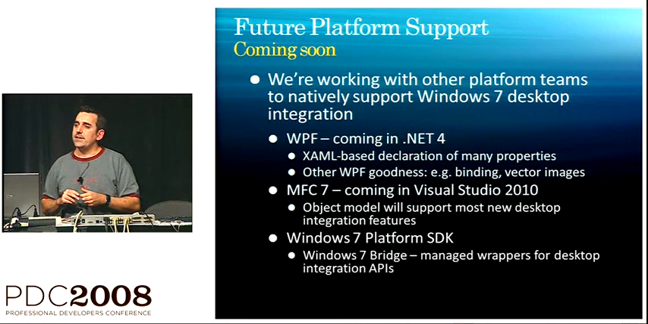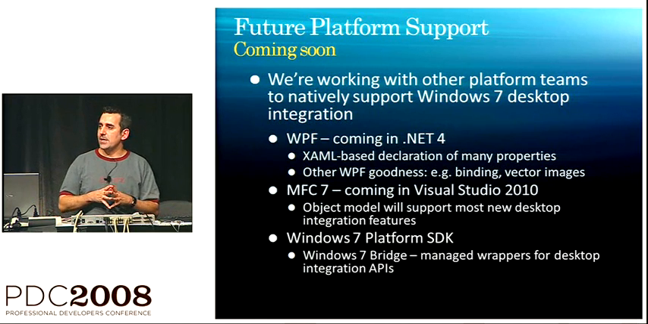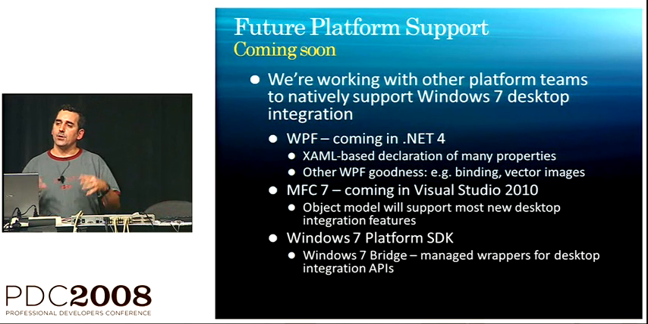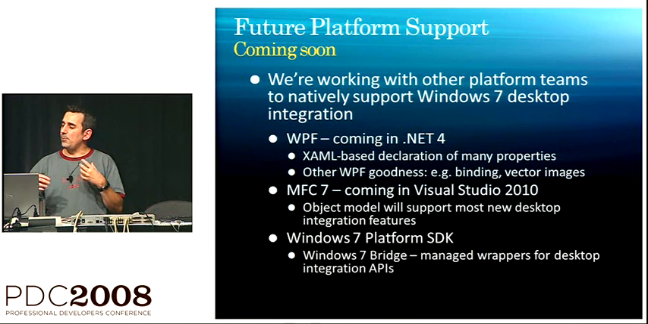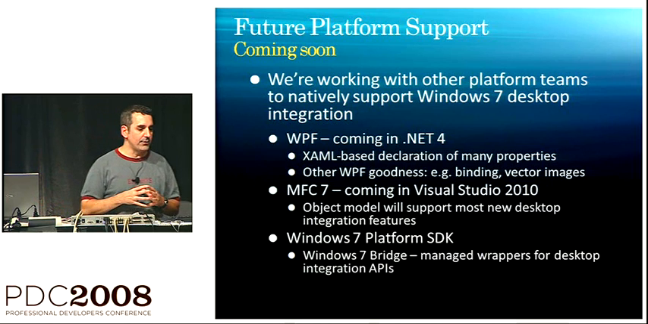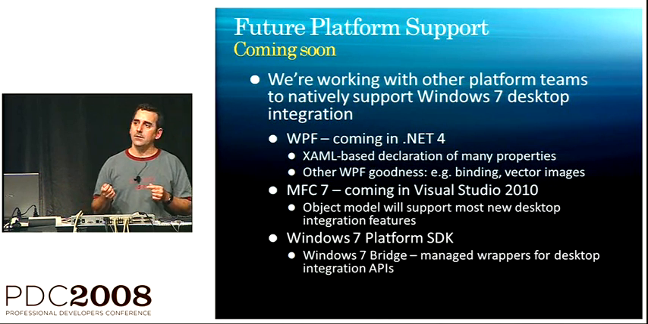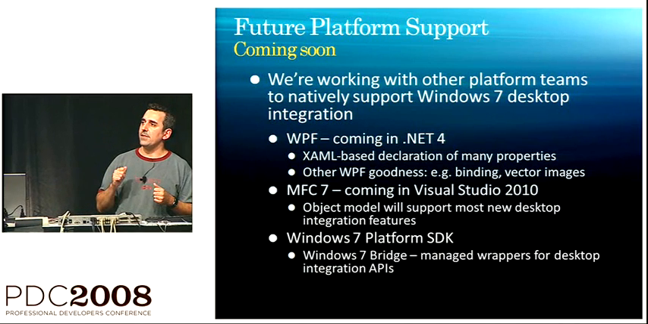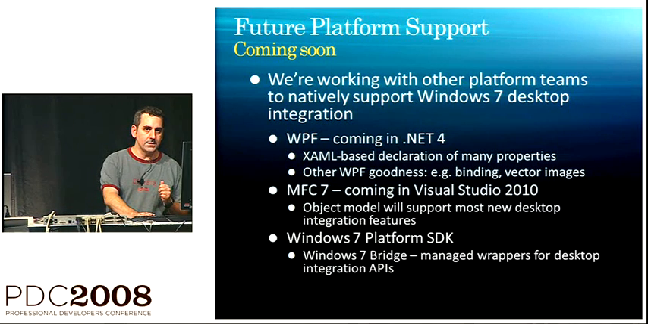And last but not least, the Windows 7 Platform SDK is getting something called the Windows 7 Bridge. Now, these are some managed wrappers for the desktop integration APIs that I've been showing you here today. They're going to differ in that they'll be higher level, in the sense that they won't be as close to the metal as this. They'll actually do some nice things on your behalf. And so it'll just be a better experience all around. And you can expect to see those, I believe, in the beta Platform SDK. That's going to be coming out early next year.